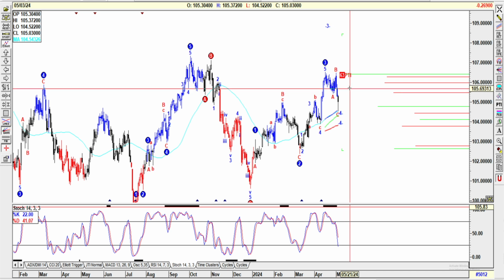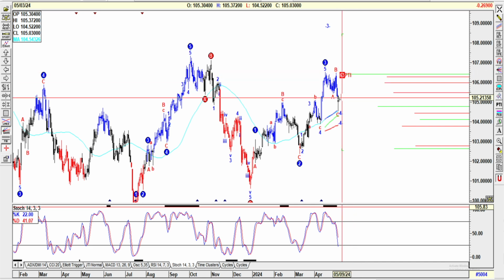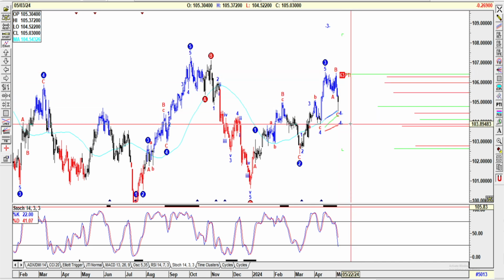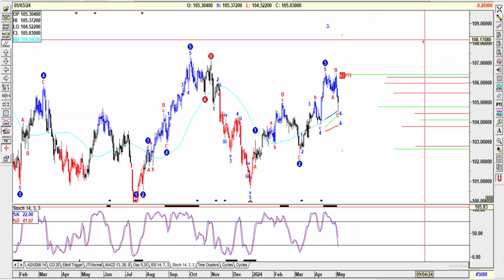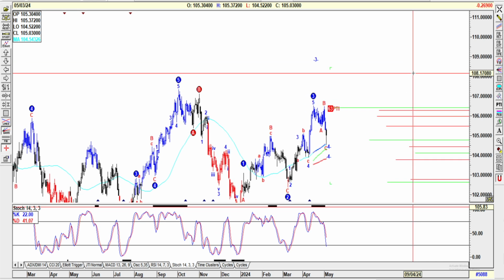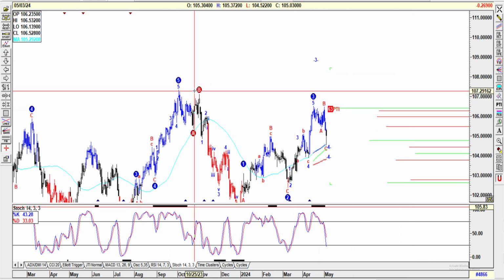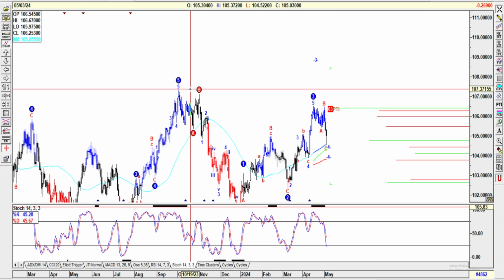Maybe currencies, the ones I'm going to trade: the euro, the pound, the CAD. Maybe we could get a little rally, but then if 103 doesn't hold, you're ready to do your wave 5 rally into September, maybe October. That means it might have to test 107.